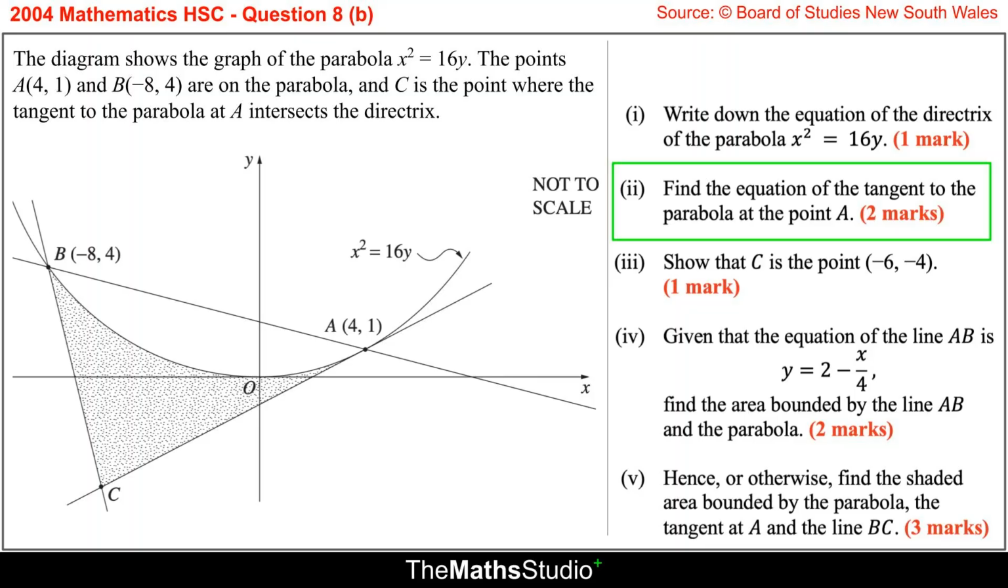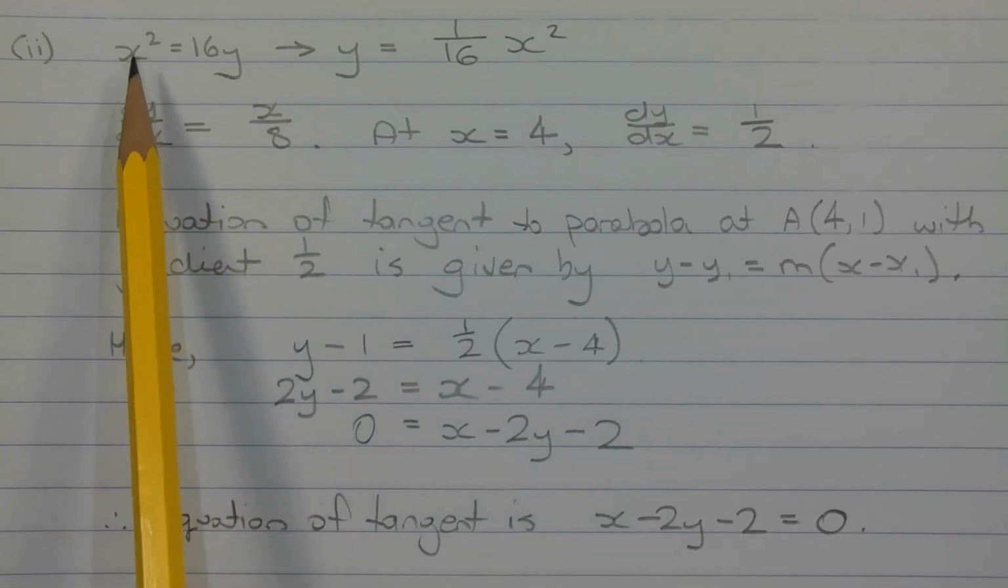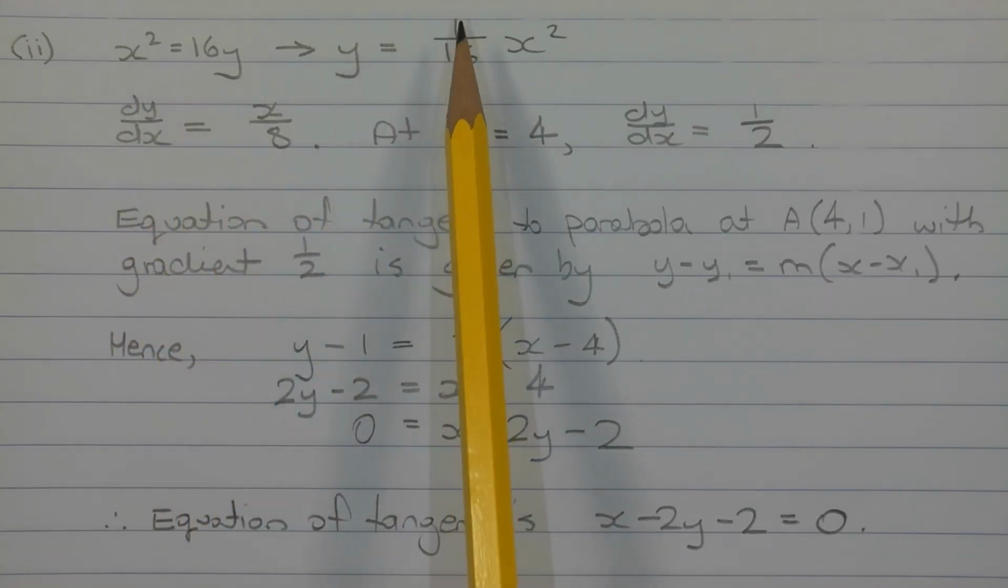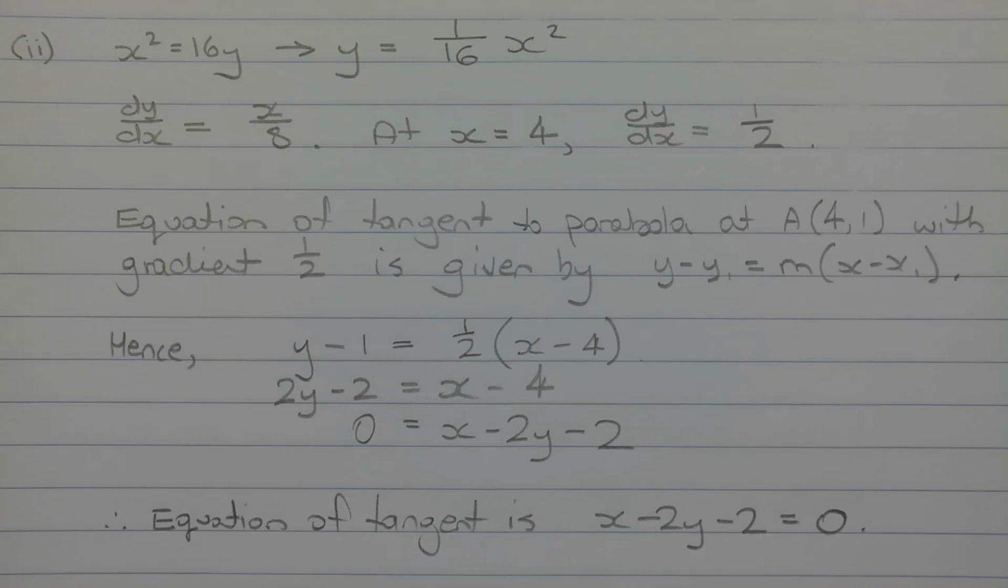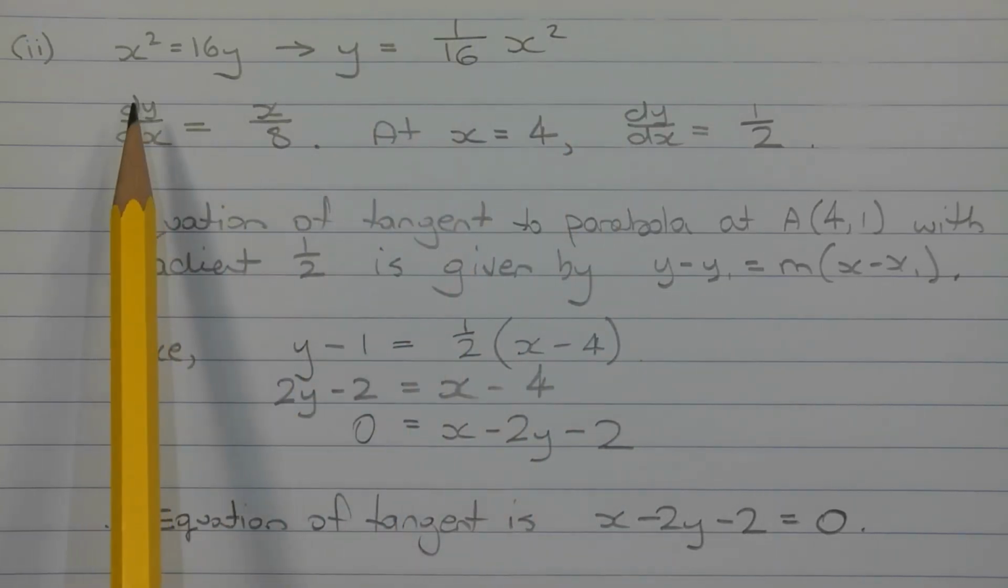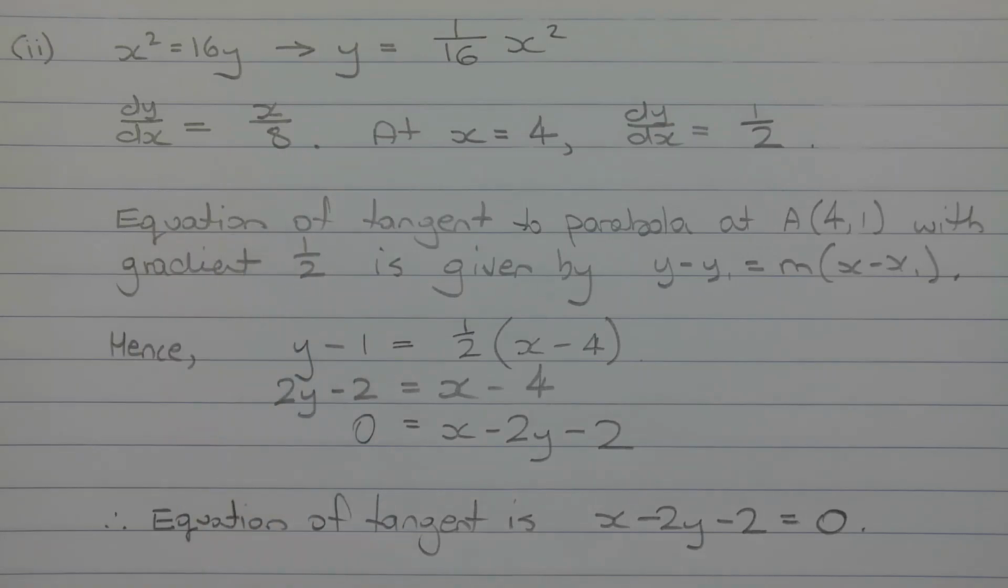Part 2. Find the equation of the tangent to the parabola at the point A. Rearrange the equation of the parabola to make y the subject. So we get y is equal to 1 over 16 times x squared. Next, differentiate this equation to find the gradient function. So dy/dx is equal to x over 8.